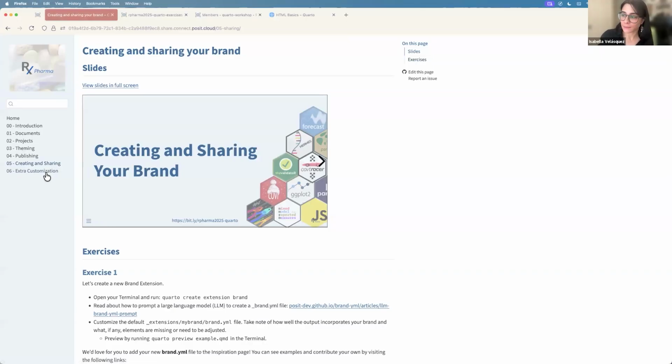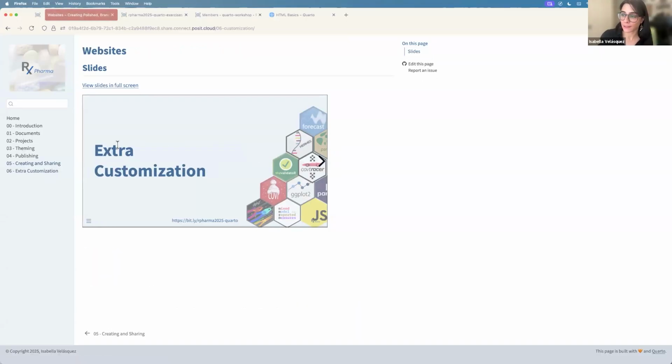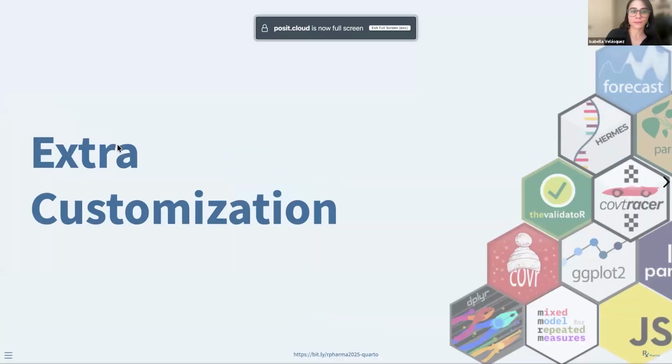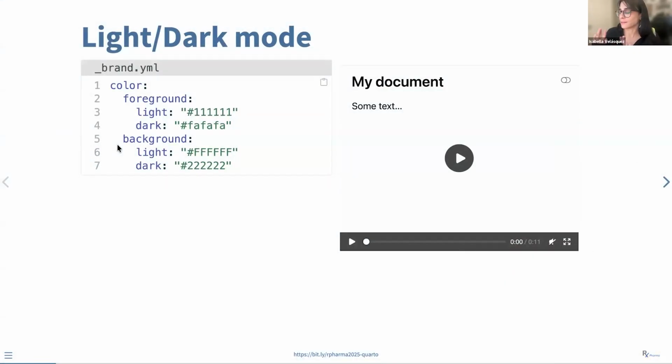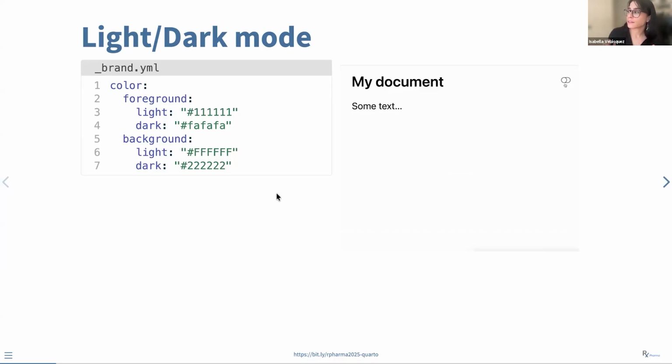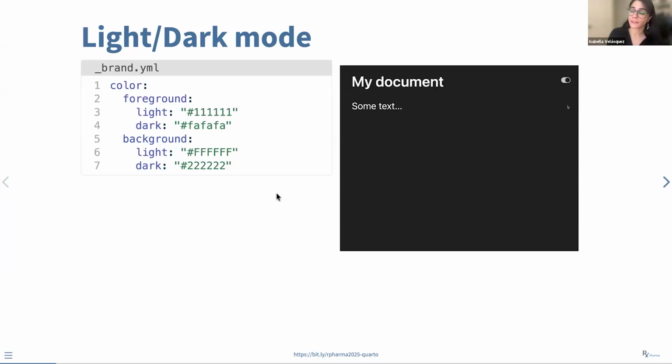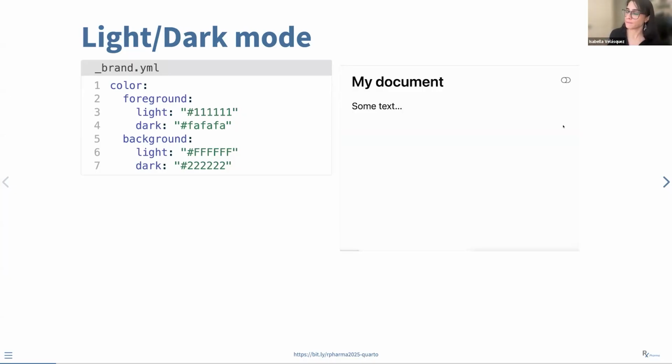Because we got asked this, I will skip really quick to extra customization. So the question was, can we use brand YAML and style.css together? The answer is yes. And so just to go through the slides really quick, as I mentioned earlier, you do have the option of defining light and dark, both for your logos, but also say within your color as well. And so that way your document, your website, and so on would look different depending on how you define it in your brand YAML.